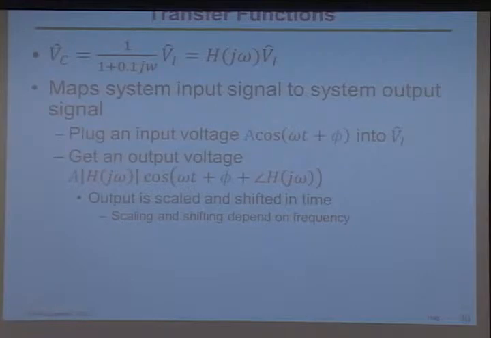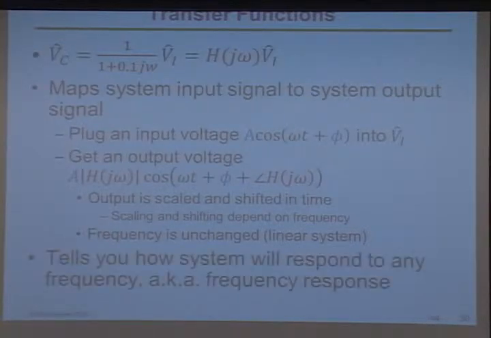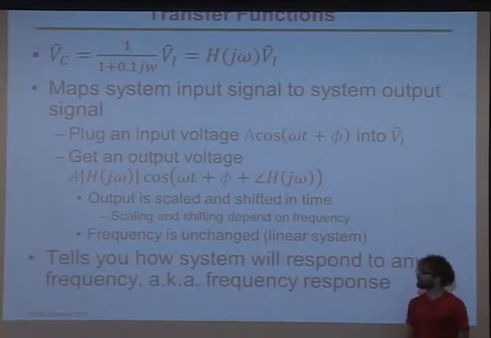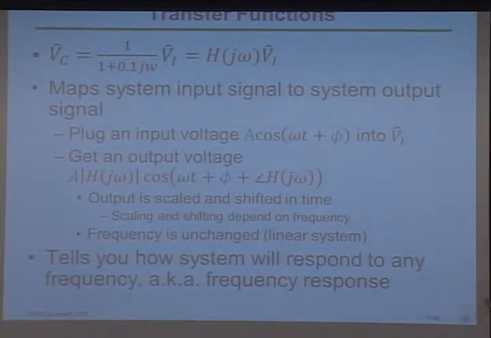So what we'll find is that the output is going to be scaled and shifted in time, and how much scaling and how much shifting depend on what you put in. The frequency, on the other hand, will be unchanged. That's a property of linear systems. When you have nonlinear elements like diodes, that won't be the case, but for everything we're doing so far, linear is good. Basically, what you get tells you how to respond to any frequency. This is a thing you may have heard of in 20 or elsewhere called the frequency response.